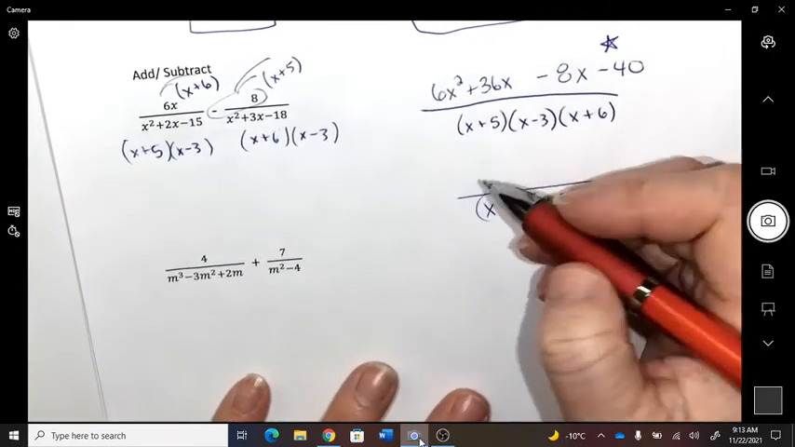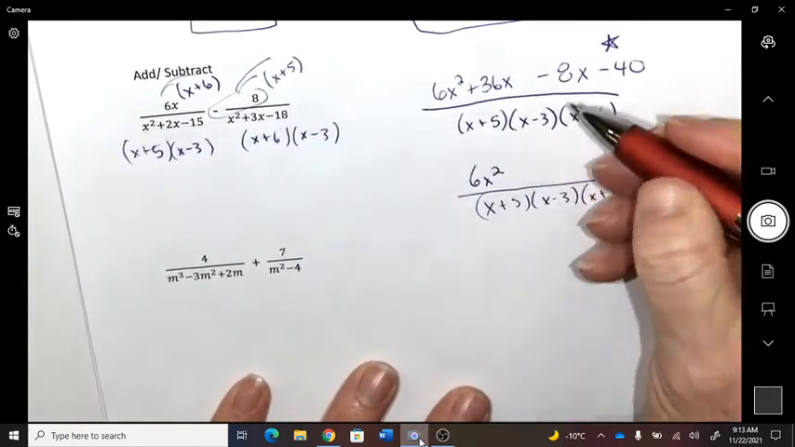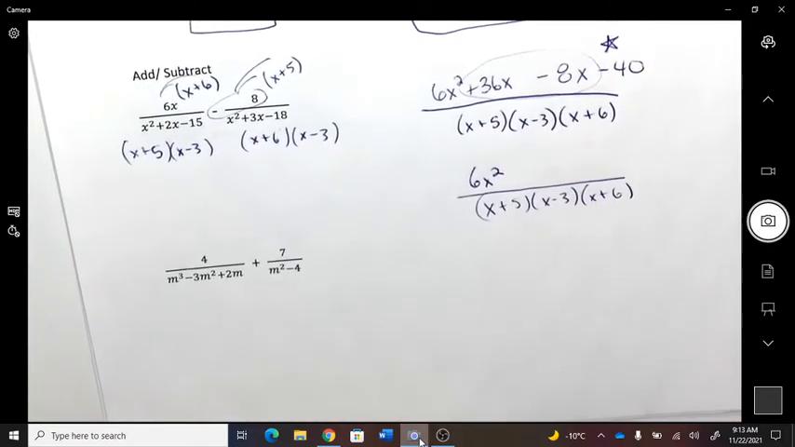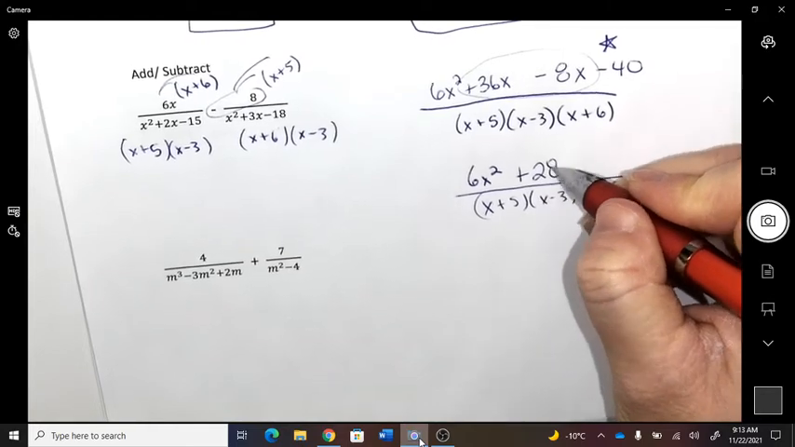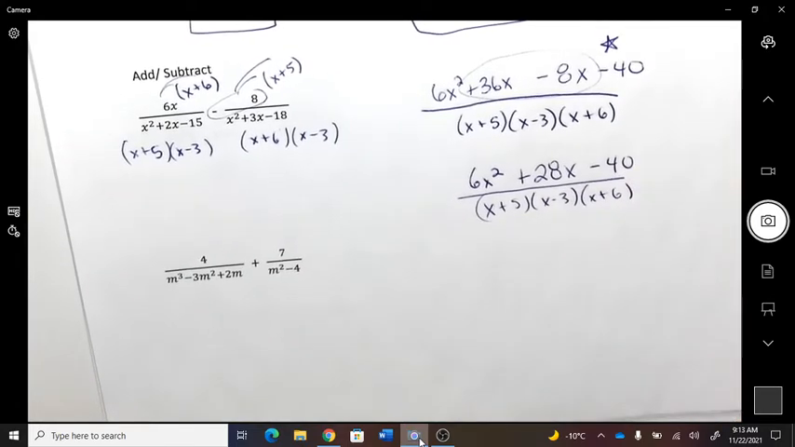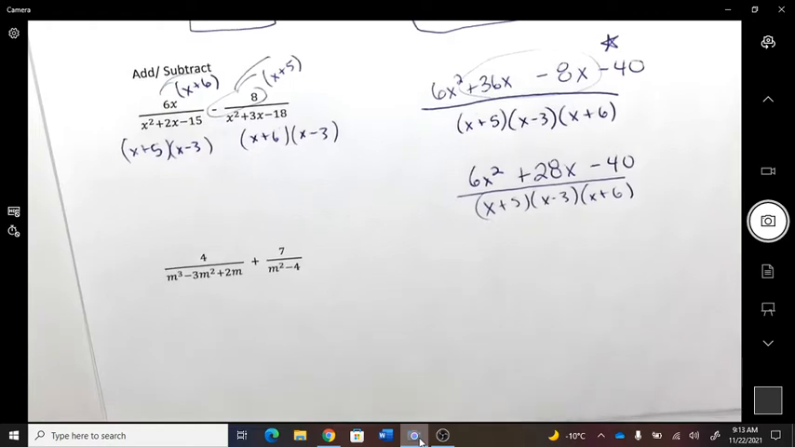Okay, so I'm going to collect stuff if I can. So 6x squared, what is that, 28x minus 40. Okay, next one.